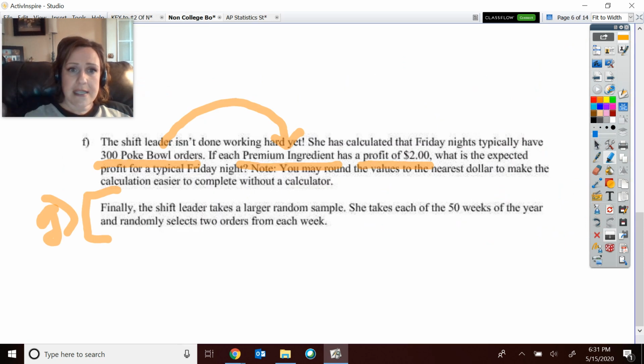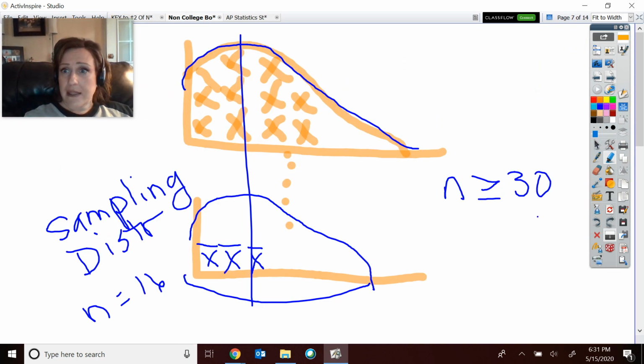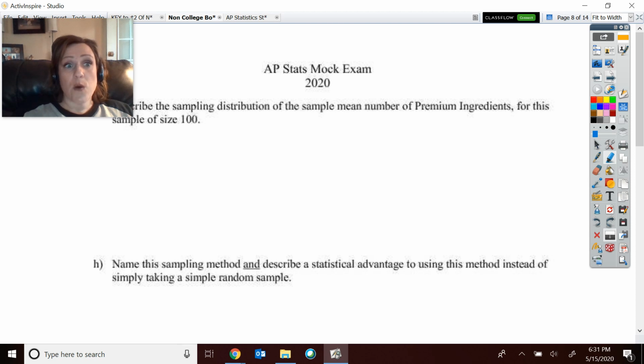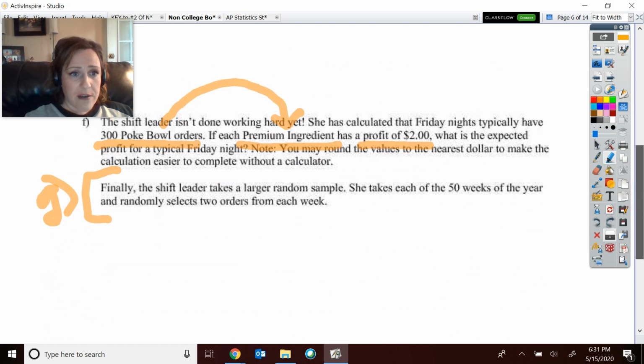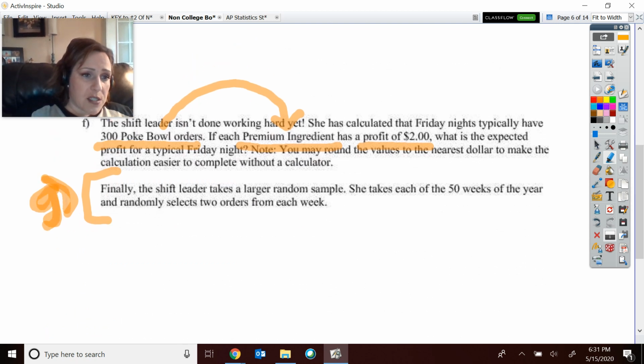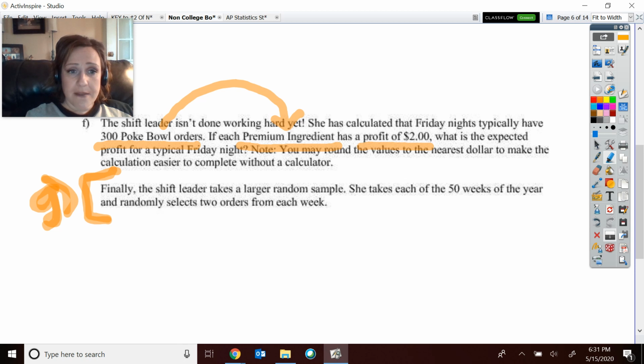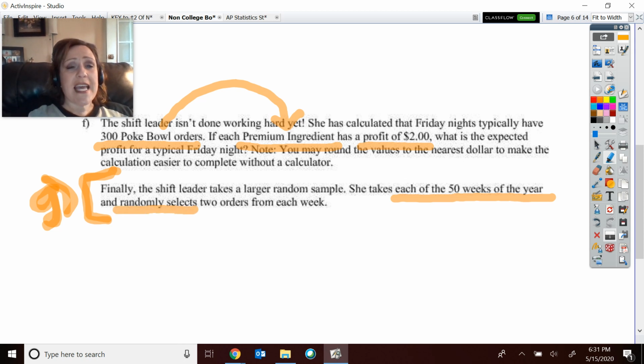Next is a question about, I think, some sampling. Oh, okay, look here. Actually, the instructions for this started down here. I cut this problem and didn't do it in the right place. So finally, a shift leader takes a large random sample. She takes each of 50 weeks of the year, so she did 50 weeks through the year and randomly selects. So she would take the orders for one week, put them in a bag, shake well, and pull out 2 orders from each week.